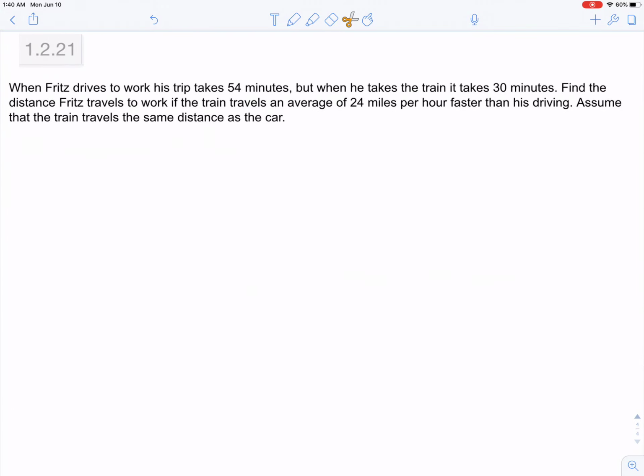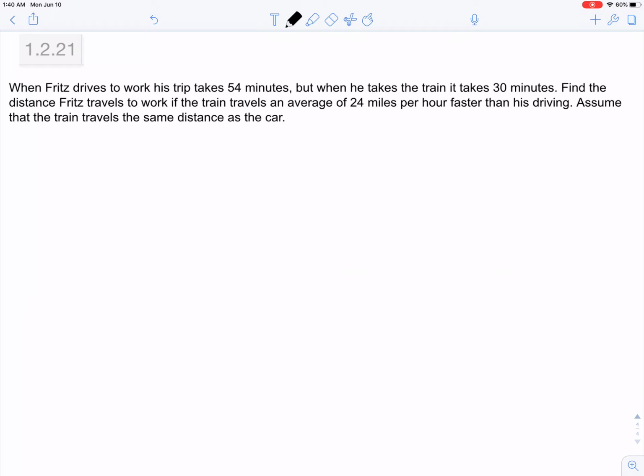This comes from our same text, question 1.2, question 21 out of the back of that section. So this question says, when Fritz drives to work, his trip takes 54 minutes, but when he takes the train, it takes 30 minutes. Find the distance Fritz travels to work if the train travels an average of 24 miles per hour faster than it's driving. Assume that the train travels the same distance as the car.